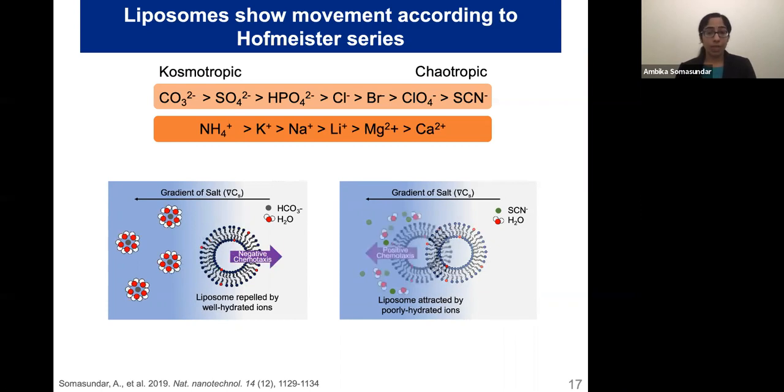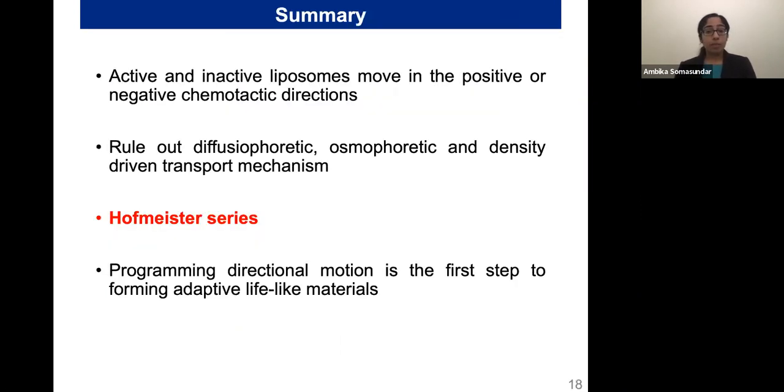According to the Hofmeister series, the depletion or enrichment of ions at the lipid-water interface causes positive or negative chemotaxis. In summary, in this work, we were able to show that active and inactive liposomes move in both positive and negative chemotactic directions. We were able to effectively rule out diffusiophoretic, osmophoretic, and density-driven transport mechanisms. We also showed that our lipid vesicles are moving in accordance with the ions in the Hofmeister series. This kind of movement is a first step in programming directional motion in adaptive, life-like material.